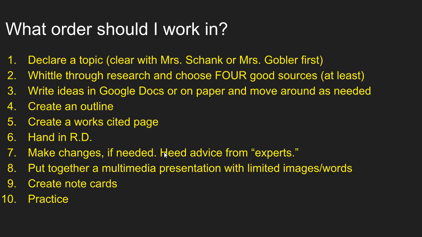So this is the order of events that you will work in. You'll declare a topic, which you'll clear with myself or Mrs. Gobler. You'll whittle through research and choose at least 4 good sources. You'll write your ideas in a Google Doc or on paper, so you can move them around and draw arrows or just shift them around as makes the best sense. You'll create an outline then. And don't create the outline until you have your information down so you can save time later and clear up any understanding or misunderstanding. You'll create a works cited page again, and this should be partially done if you use the same topic, but if not, you know how to do it, and we are here to help.